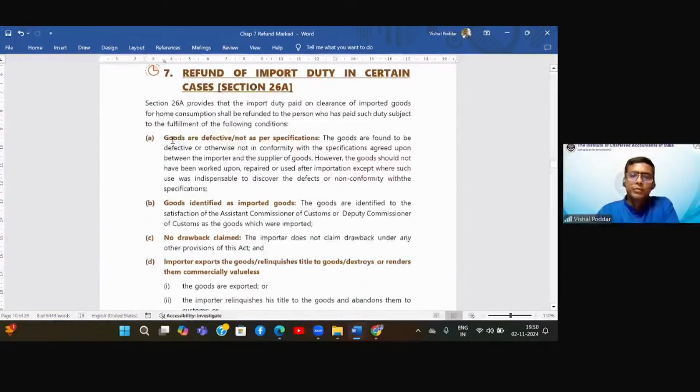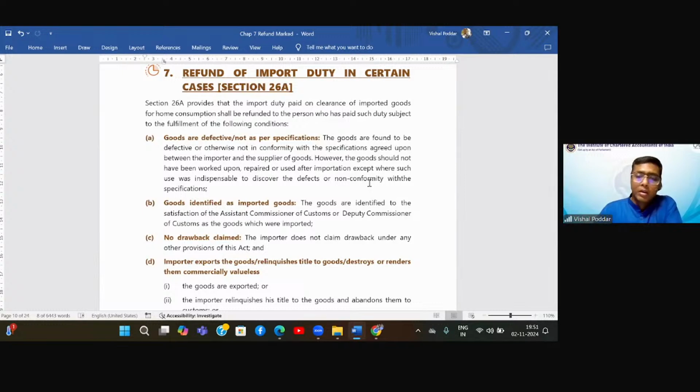What are these conditions? First, goods are defective, not as per specification. So the goods are found to be defective or otherwise not in conformation with the specification agreed upon between the importer and the supplier. However, the goods should not have been worked upon, repaired, or used after importation except where such use was indispensable to discover the defect. So what is the first scenario? So you imported goods, and after import, after payment of duty, you realize that these goods are defective or they are not as per the standards or as per the specifications given. In such cases, you may apply for the refund.